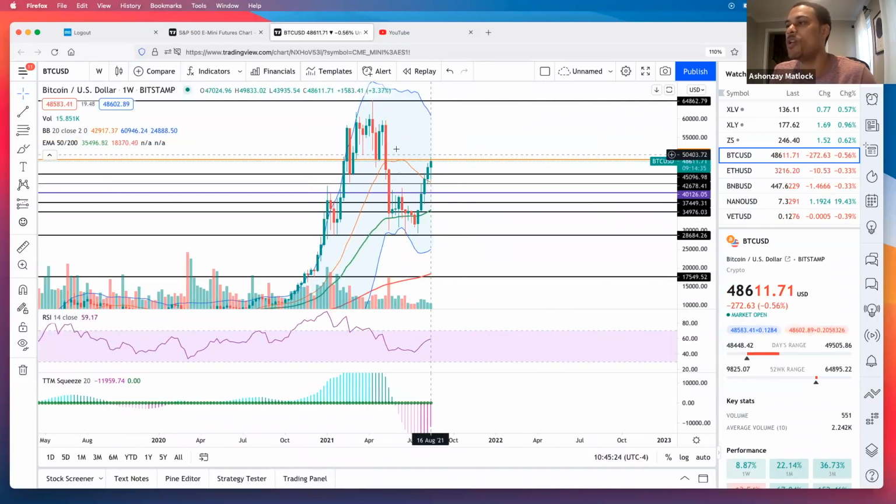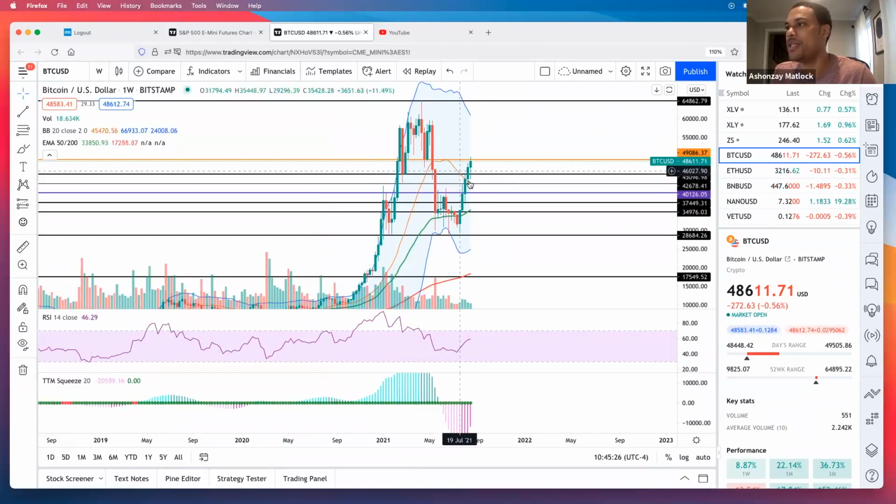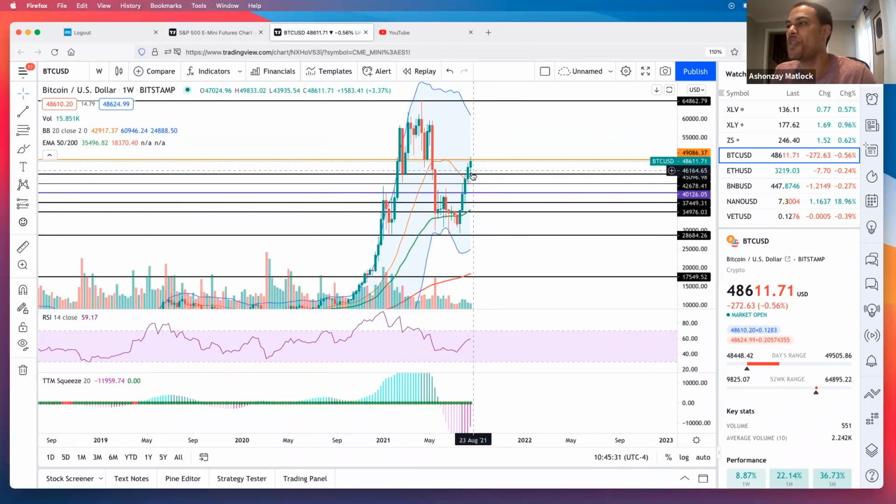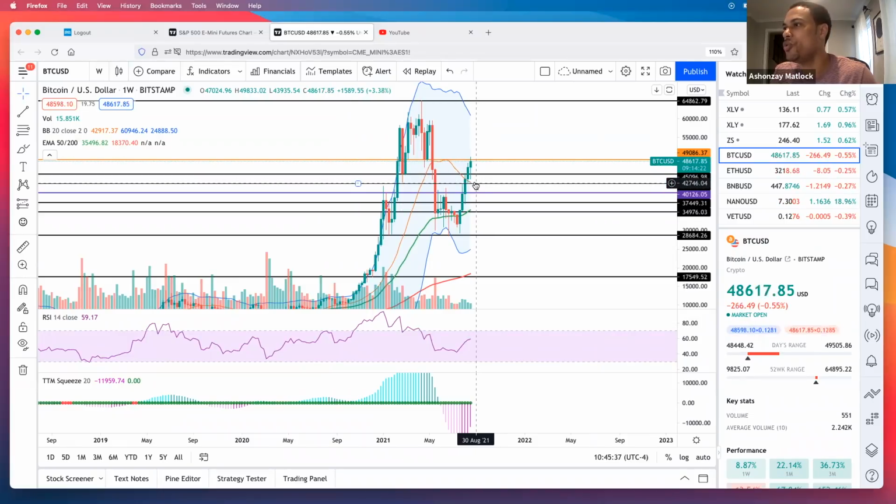Now, the thing that worries me a little bit about Bitcoin is that the 20-day hasn't started to slope back up, but the 50-day has. So I'm thinking that over the coming weeks, we could see a little bit of a pullback, come back down to about 42.5, maybe 42.7. And then this might be just a good entry for us to bounce from this 42.7 to the 50K or 51K that we need.